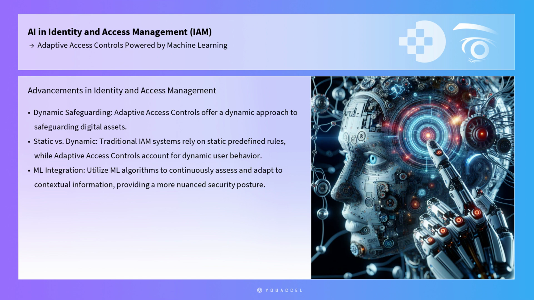Adaptive access controls powered by machine learning represent a significant advancement in identity and access management, offering a dynamic approach to safeguarding digital assets. In traditional IAM systems, access controls are often static, relying on predefined rules that may not account for the dynamic nature of user behavior or emerging threats. Adaptive access controls, on the other hand, utilize ML algorithms to continuously assess and adapt to contextual information, providing a more nuanced and responsive security posture.